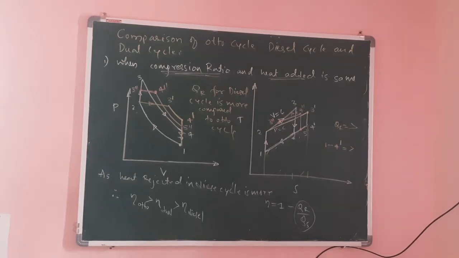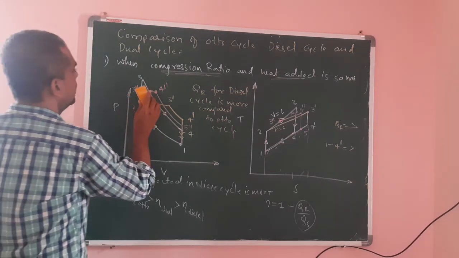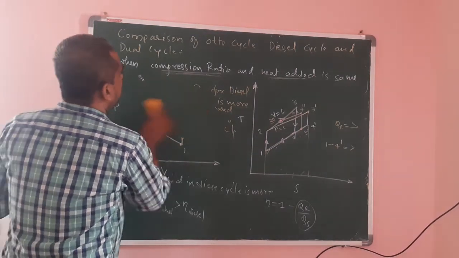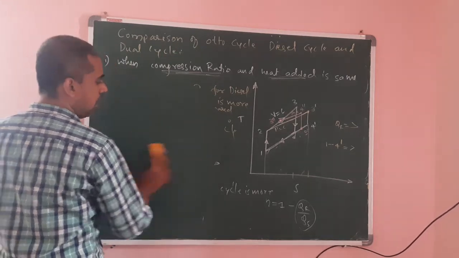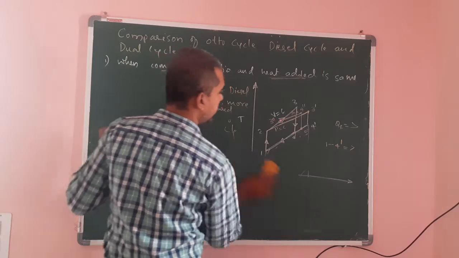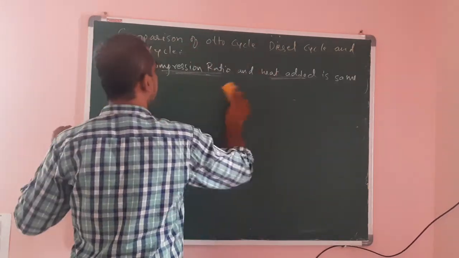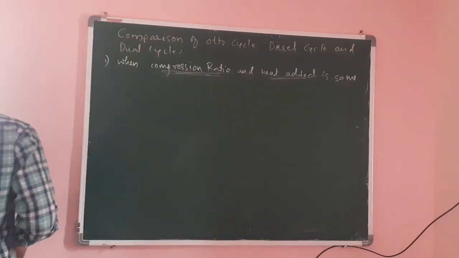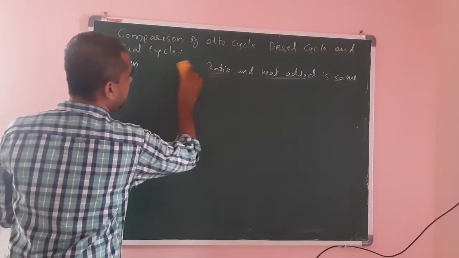Now we will discuss the other case, that is when maximum cycle pressure and heat input are the same. That case we will discuss now. In this second case, the compression ratio is not the same.